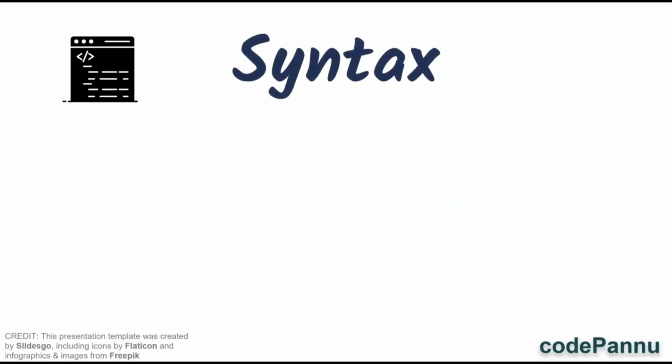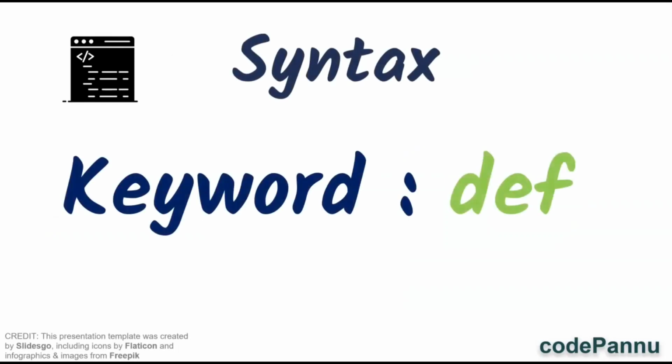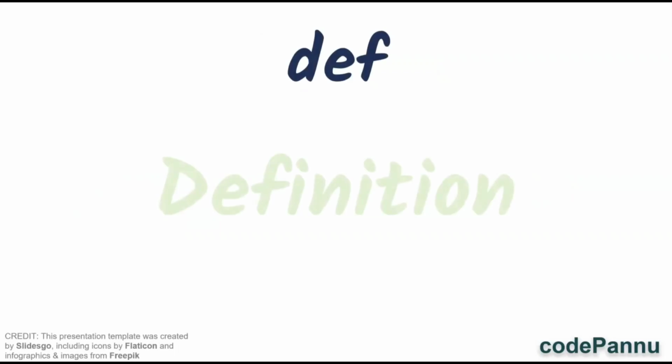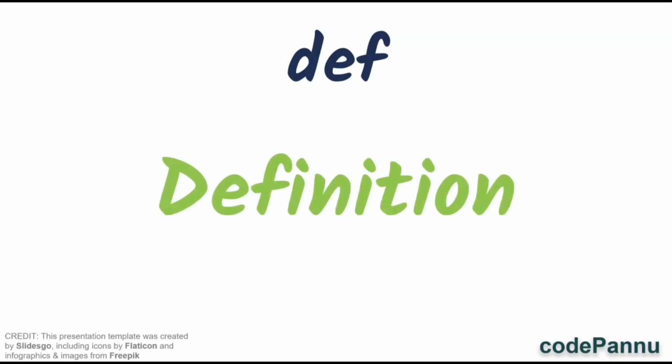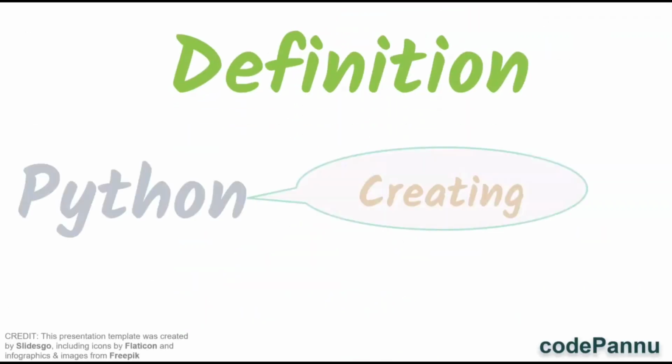The syntax to write a function is, we start with writing the keyword def. Before we go to the next step, let me explain about this word def. Def is the short form for the word definition. Okay, but what is the meaning of the word definition? Definition is the Python way of saying creating.